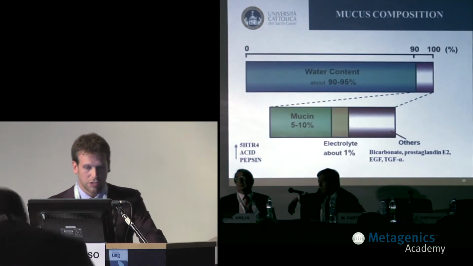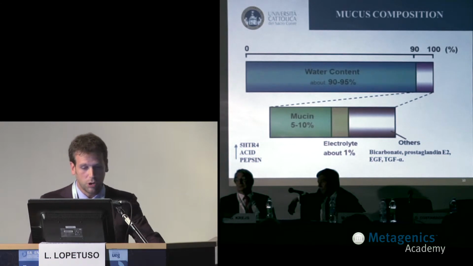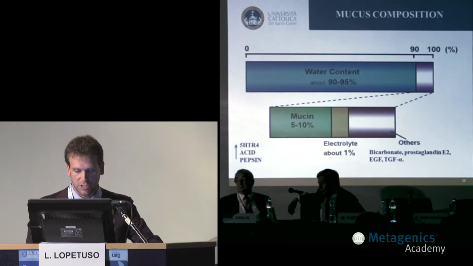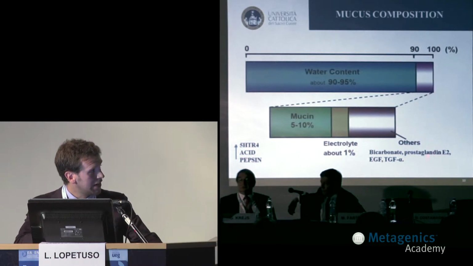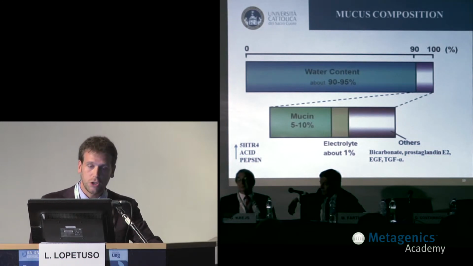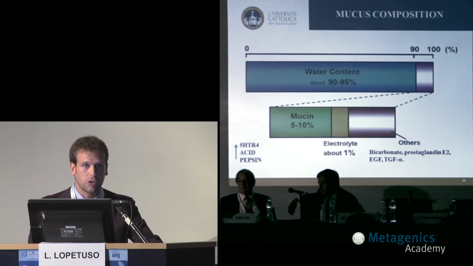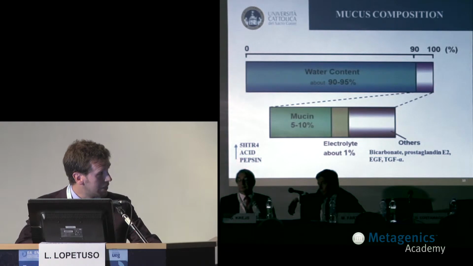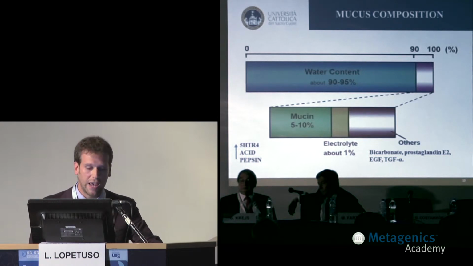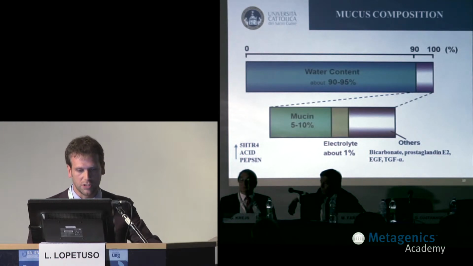The mucous layer is composed of 90–95% water and 5–10% mucin, and then there are other specific elements of the esophagus that are the bicarbonate, the prostaglandin E2, the EGF, and the TGF-alpha. Mucus production is increased and stimulated by the activation of the receptor 5-HT4, the receptor of serotonin, but also by acid and pepsin, especially when there is a high concentration of these noxious agents.